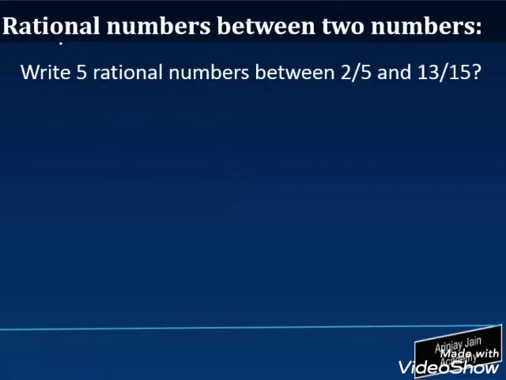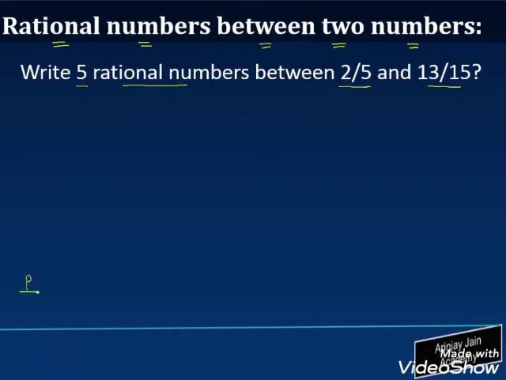In this video, we are going to learn how do you write rational numbers between two given numbers. Write 5 rational numbers between 2 upon 5 and 13 upon 15. Before we get into doing this question, let me recall what is a rational number.